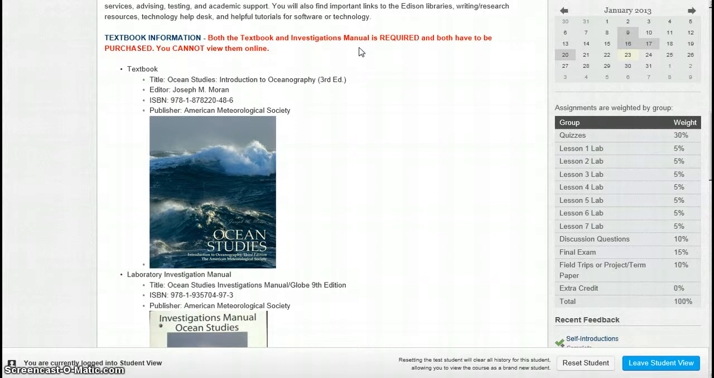You can buy these separately. You can buy them as a package. You can get them at the Edison bookstore, or you can find them online. That's completely up to you, but you have to have both of these texts for this class. The actual textbook with the chapter information is titled Ocean Studies Introduction to Oceanography. It's the 3rd edition, and you can see the ISBN number.